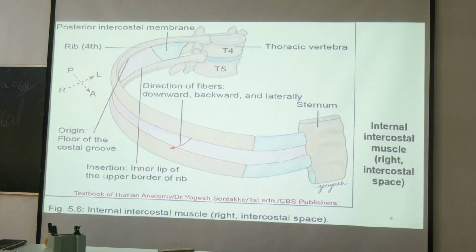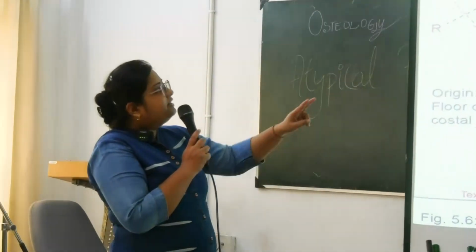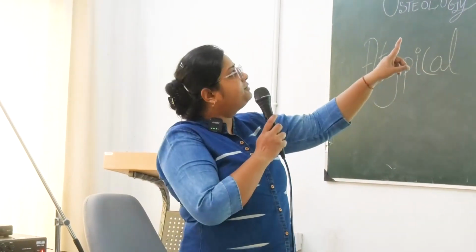Next is internal intercostal. Fiber direction is just at 90 degrees with the external intercostal. Fiber direction is downward, backward and laterally. Okay, and it is replaced posteriorly by the posterior intercostal membrane.